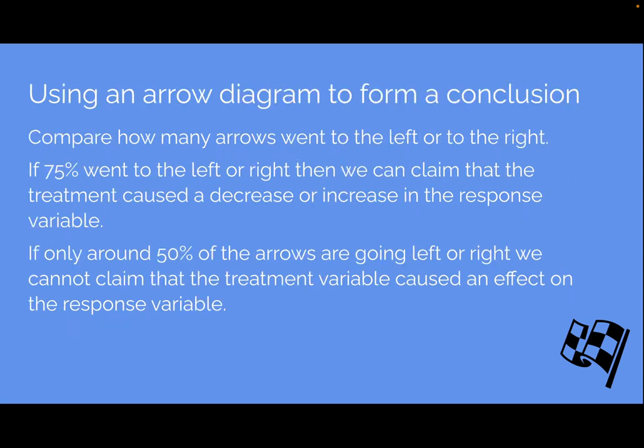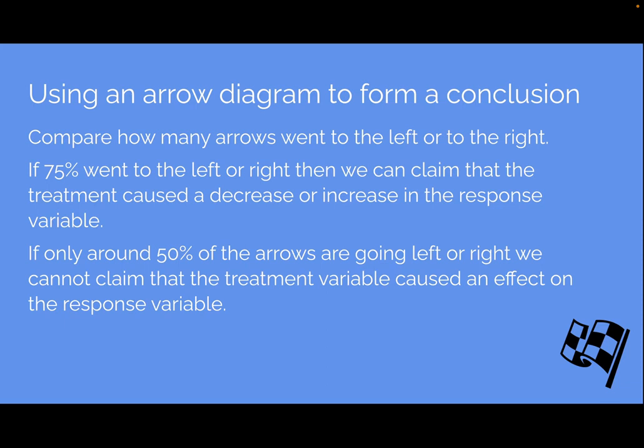Using an arrow diagram to form a conclusion. You want to compare how many arrows went to the left or to the right. If 75% went to the left, then we can claim that the treatment caused a decrease in the response variable because our results tend to be lower for the treatment compared to the control. If 75% went to the right, then we can claim there was an increase in the response variable because our results tend to be higher for the treatment compared to the control.